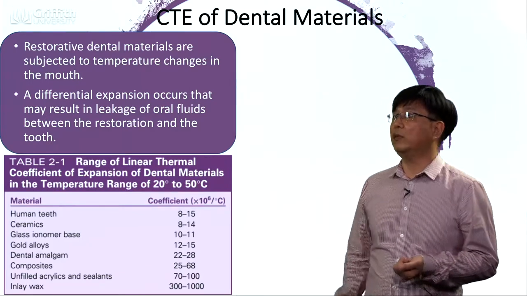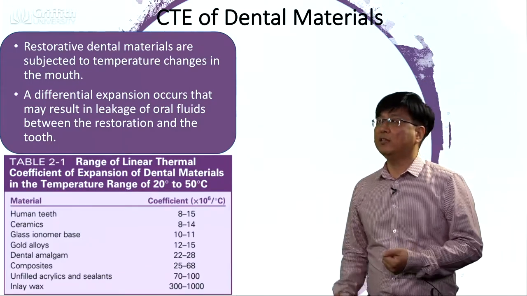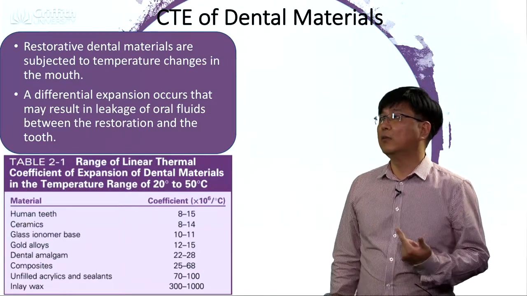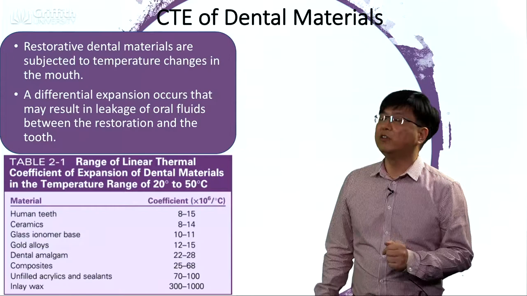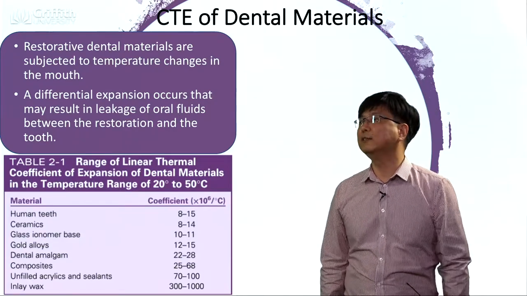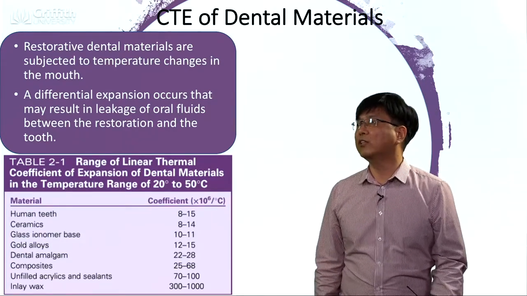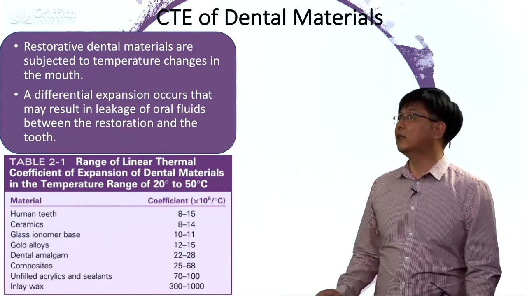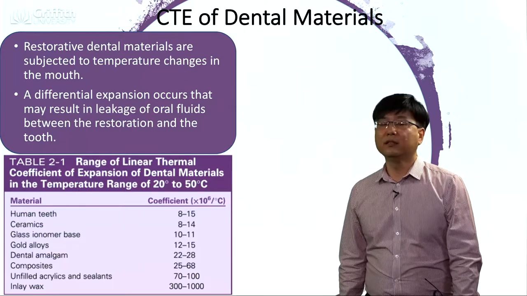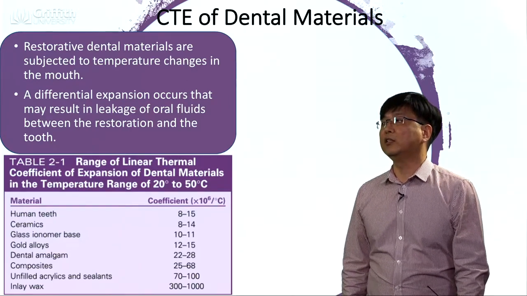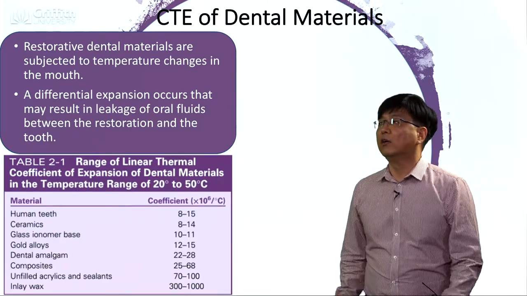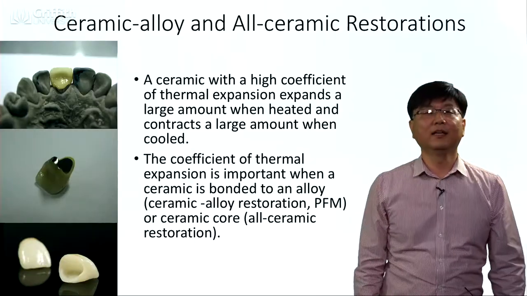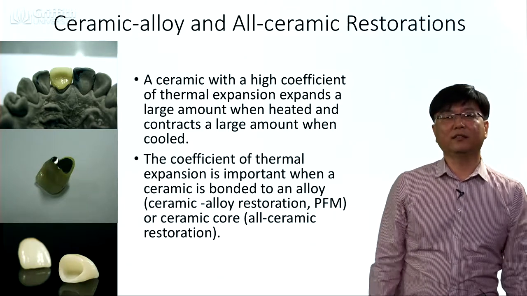When you look at these tables, human teeth have a CTE of 8 to 15. When you move on to ceramic, it is very similar, 8 to 14, and gold alloy is 12 to 15. But when you look at the unfilled acrylics and sealant, they have 1,700. So there are a few different CTEs in dental materials. Let's look at the next slide.